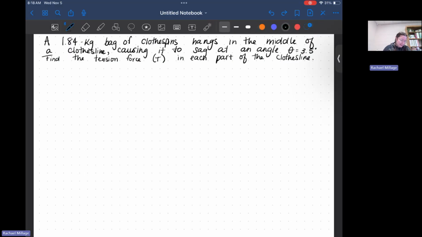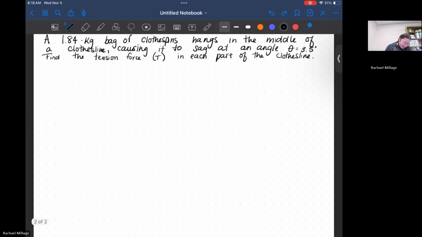So let's go ahead and draw this out. I'm going to get you started on the drawing. So I have my two clothesline posts. Now draw the clothesline with the bag hanging in the middle. All right, so my clothesline with the bag hanging in the middle, I know it's going to sag.